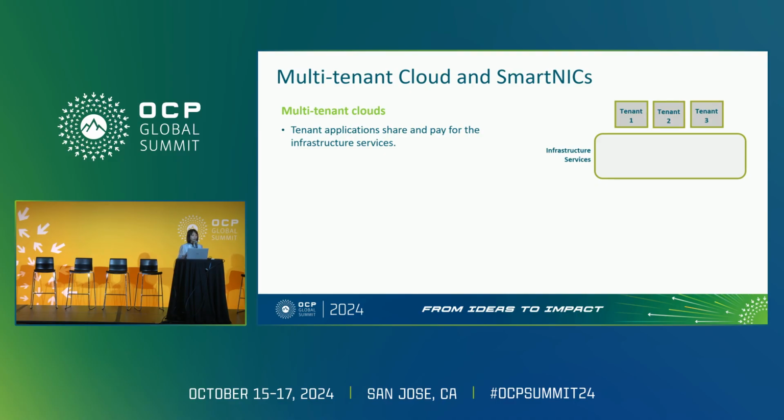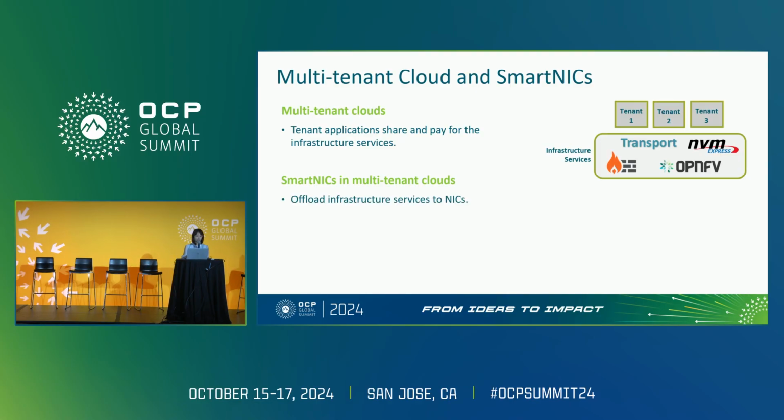And in addition to selling those VMs, the cloud vendors are also selling infrastructure services. For example, network function services, transport services, and firewall services. And with the increasing network line rate, in order to catch up with the fast network speed and to reduce CPU cycles on the host, cloud vendors start to offload these infrastructure services to the SmartNICs. So this really brings the need to build SmartNICs for multi-tenant clouds.